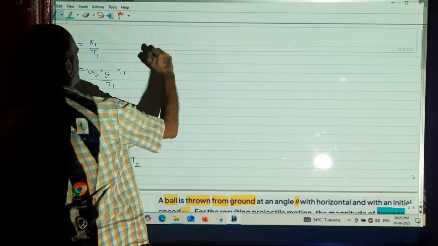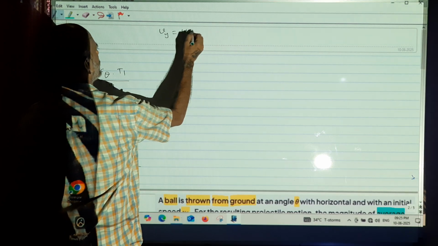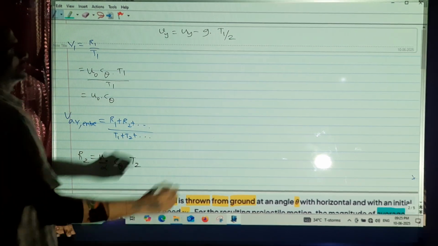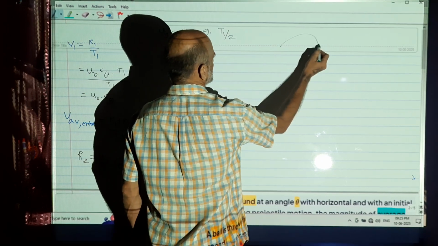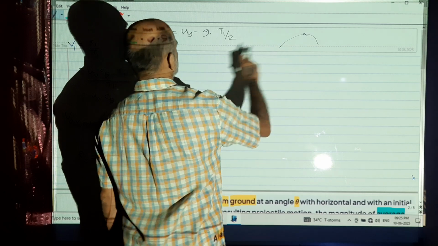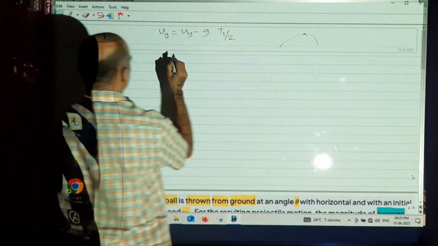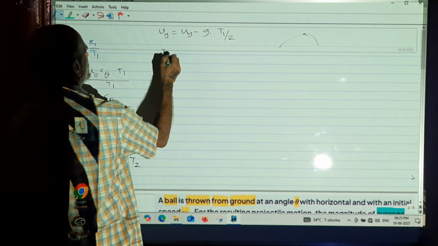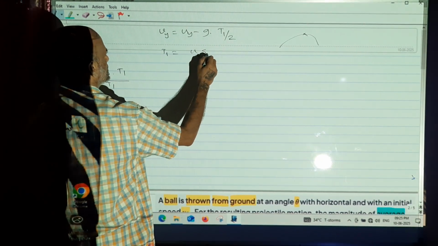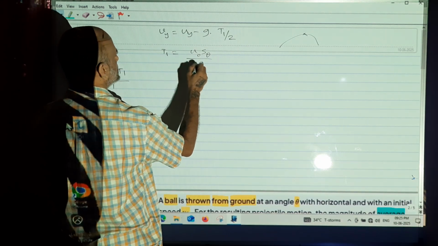T1 is, for the first part of the projectile motion, if you use this Vy equal to Uy minus g T1 by 2. The first part of the projectile motion, I'm using this point. Okay, so from here to the time is T1 by 2. So from this you get T1, and this one is 0 at this maximum height point. So from this I get T1 as Uy, which is U0 sin theta, by g into 2.